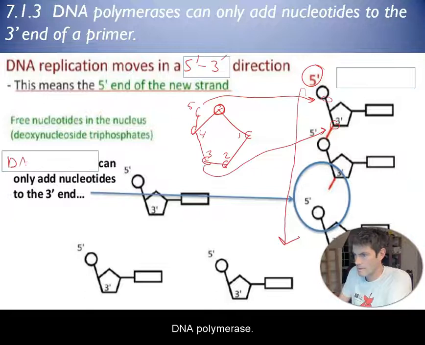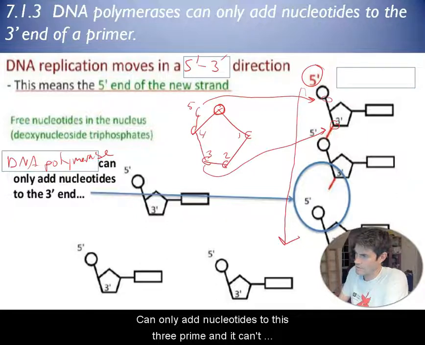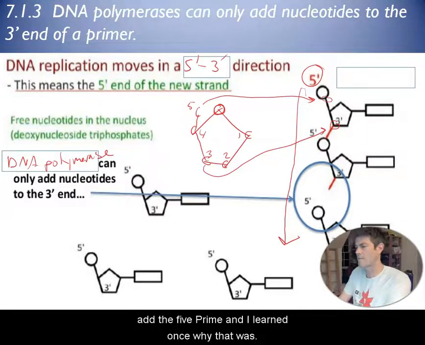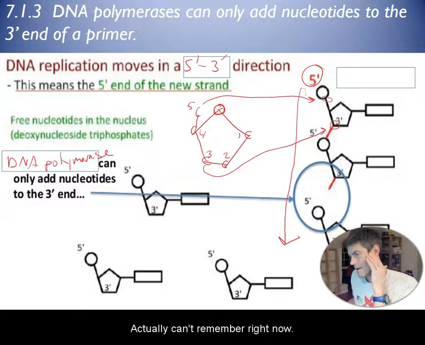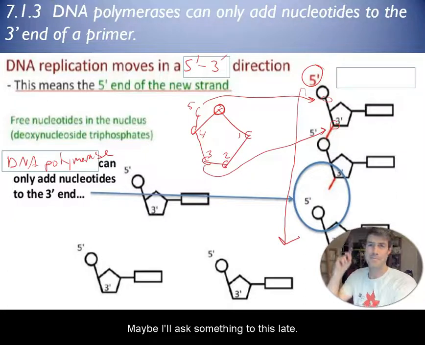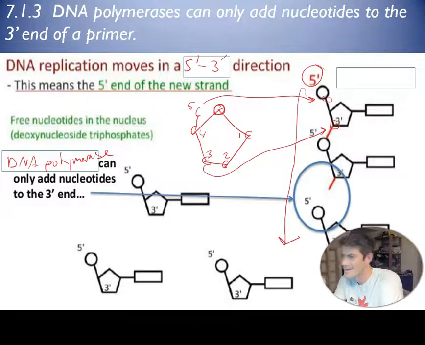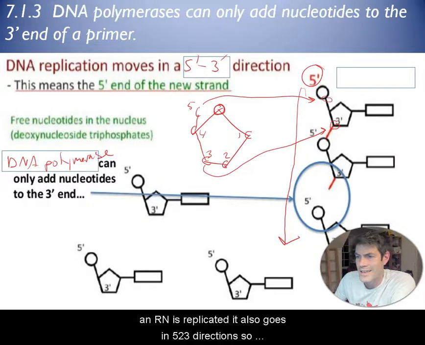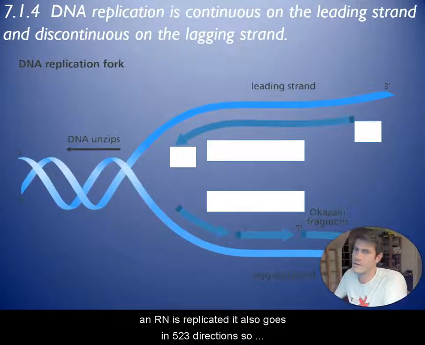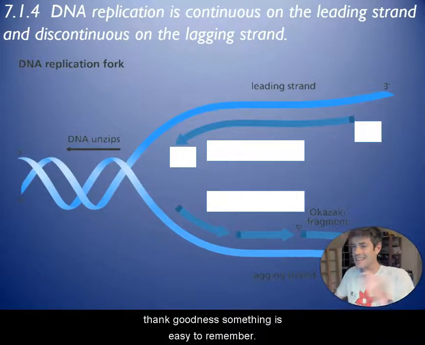DNA polymerase can only add nucleotides to this 3 prime, and it can't add to the 5 prime, and I learned once why that was. Structurally, can't remember right now. Sorry. Maybe I'll add something to this later. So 5 to 3 prime. And just if you're curious, when DNA or an RNA is replicated, it also goes in 5 to 3 direction. So thank goodness something is easy to remember, right?